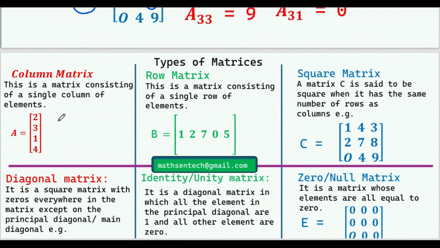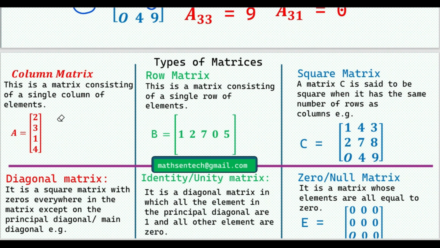Then we have a square matrix. A matrix C is said to be a square matrix when it has the same number of rows as columns. For example, you can see an example there, C. C has how many rows? The first row, the second one, and the third one. So there are 3 rows. And then we have columns, the first column, the second column, the third column. So 3 rows, 3 columns. That qualifies to be a square matrix. If we had 2 rows, 2 columns, again that's still a square matrix.